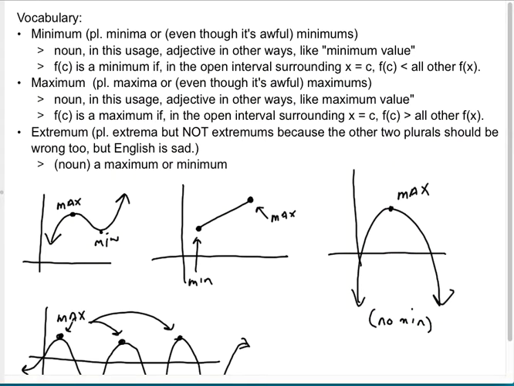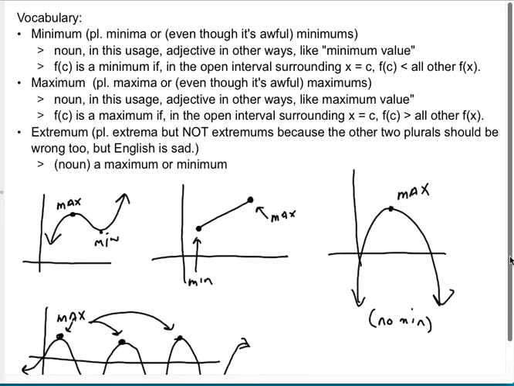So let's do a little bit of vocab first. Minimum: the plural of minimum is minima, because it's Latin. Although technically, even though it's awful, the dictionary also accepts minimums, but it bothers me aggressively. So this is a noun in this usage. It can also be used as an adjective, such as in minimum value, right?